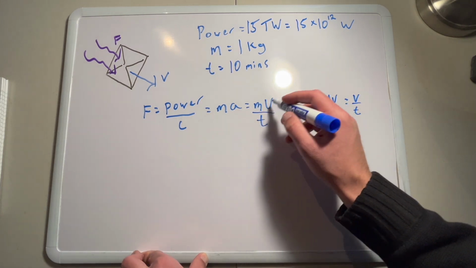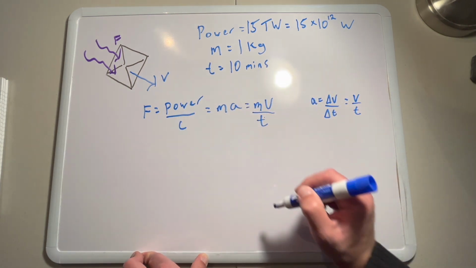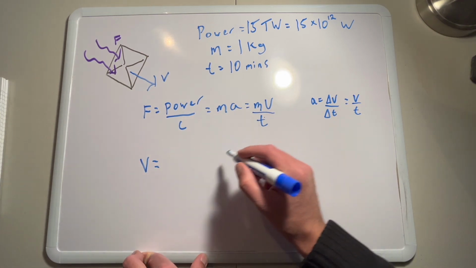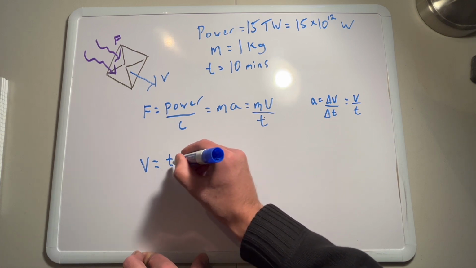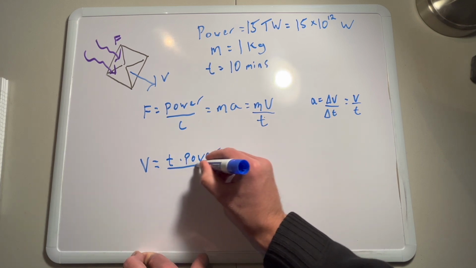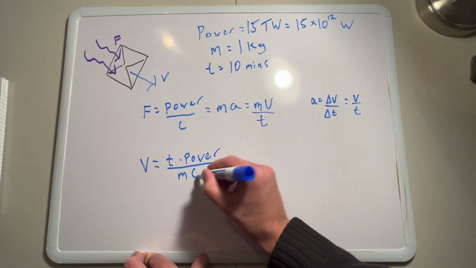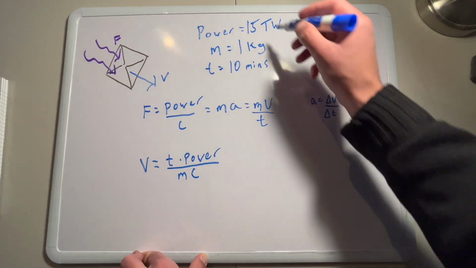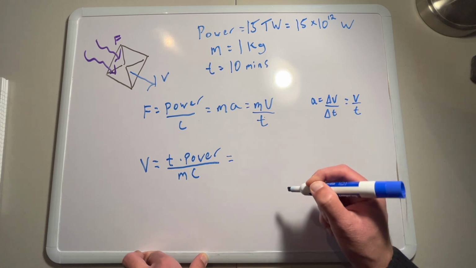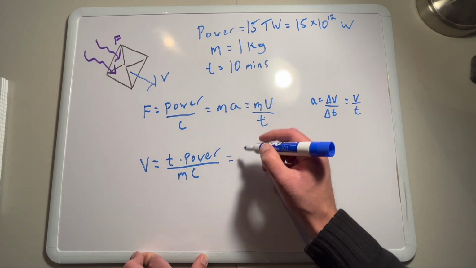Let's solve for that. We'll multiply that t over here and divide that m over here as well. So our equation is velocity is equal to time times the power divided by mass, and we divide that over, times the speed of light. And we know all of these. Of course, the speed of light is just a constant, 3 times 10 to the 8 meters per second. So we'll go ahead and plug these in.